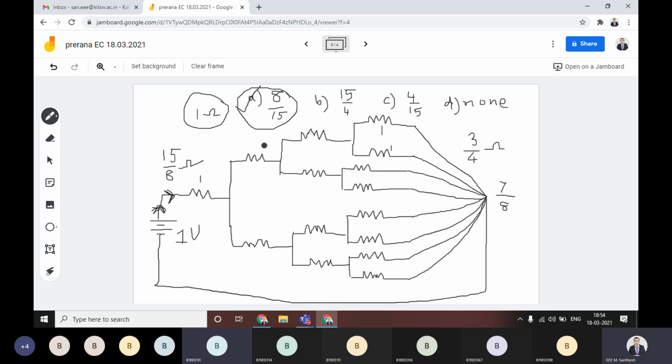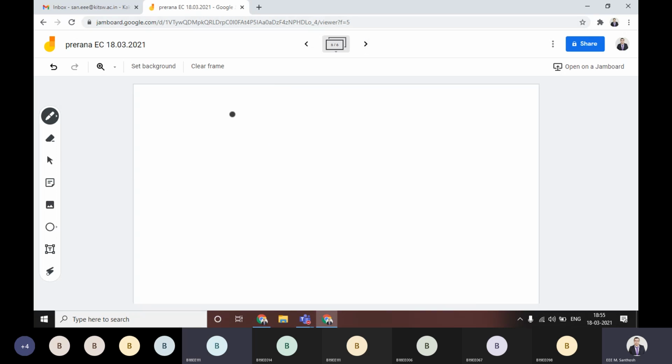That is not 1 ampere. When there is only one resistor, it means 1 ampere. But when other elements are connected, right? That means this kind of a circuit is equal to 1 ohm and there is some other resistance there.